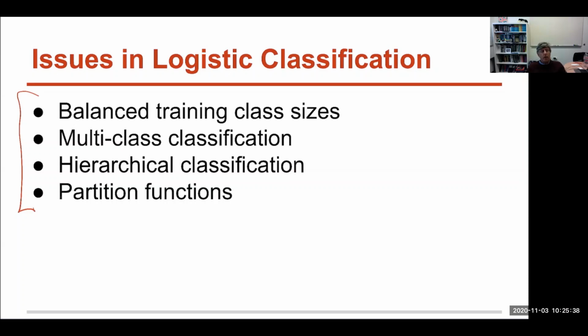And, you know, again, logistic regression is no different. We have to worry about whether class sizes are balanced. We have to deal with the fact that there sometimes are non-binary classification problems. We have a bunch of classes, and there are techniques for dealing with that. And also how to interpret probabilities in the case of multiple classes. So these are what I would like to talk about for the rest of class.